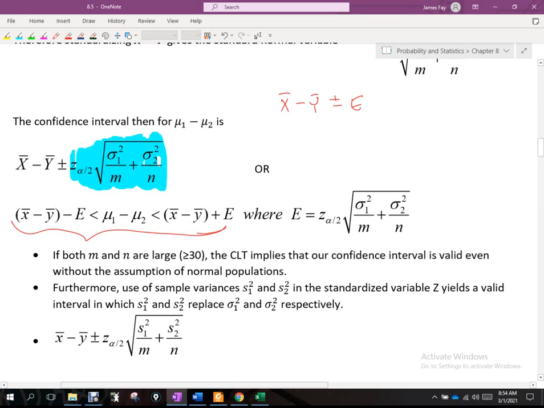It says, furthermore, use of sample variances, variance sub 1 and variance sub 2, in the standardized variable z yields a valid interval in which variance sub 1 and variance sub 2 replace sigma squared sub 1 and sigma squared sub 2 respectively. And that's what you guys said earlier. Okay, if we don't have the population standard deviation at our disposal, the best thing that we can do is replace the population standard deviation or the population variance with the sample standard deviation or the sample variance. Is that okay with everybody?